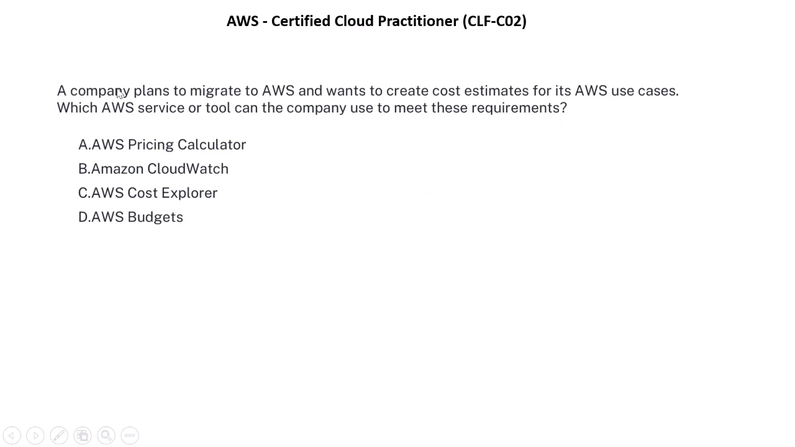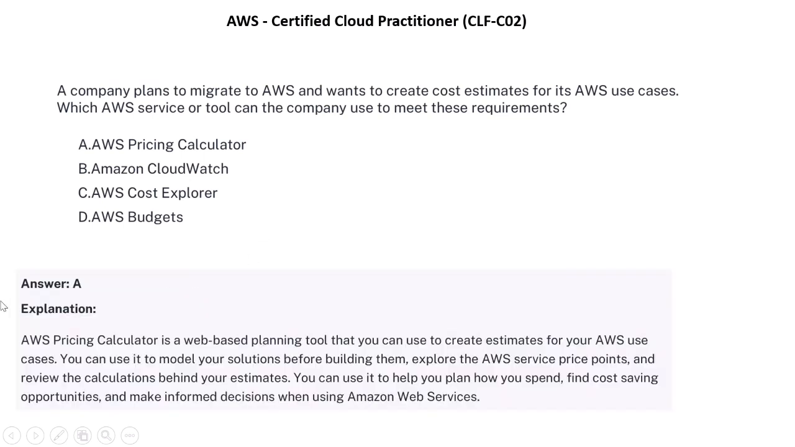Next one. A company plans to migrate to AWS and wants to create cost estimates for its AWS use cases. Which AWS service or tool can the company use to meet these requirements? Option A, AWS Pricing Calculator. Option B, Amazon CloudWatch. Option C, AWS Cost Explorer. Option D, AWS Budgets. The correct answer is option A.